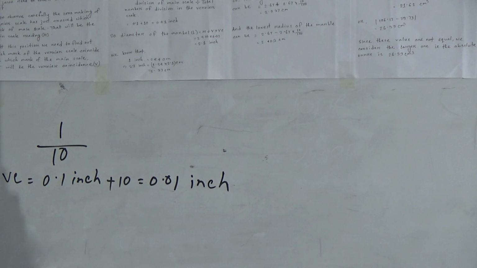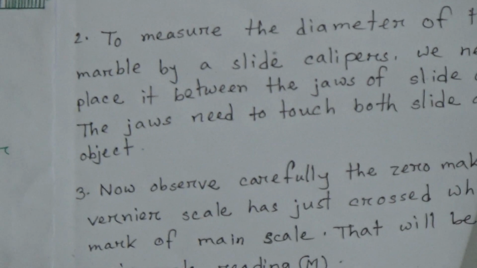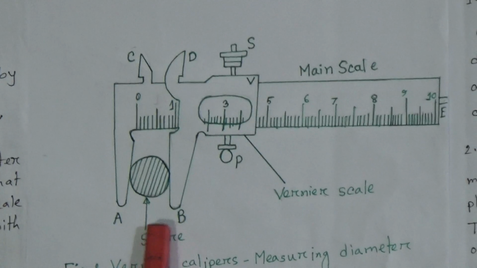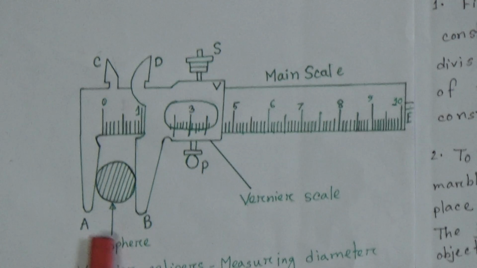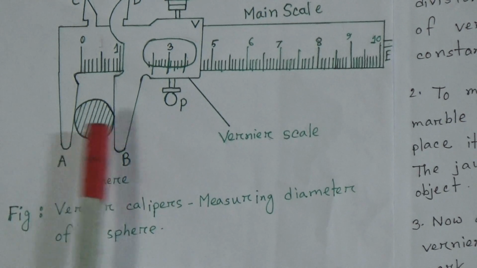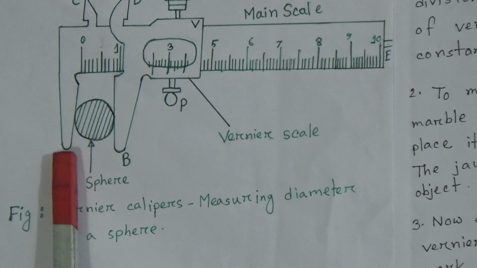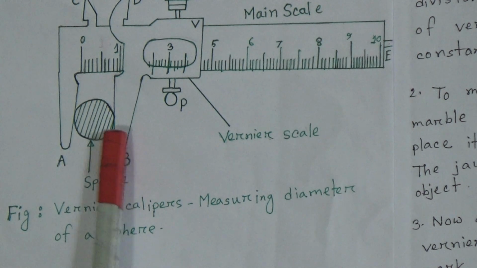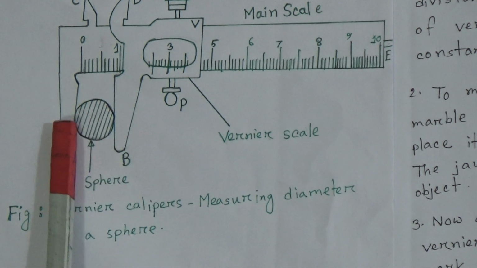Now number 2, to measure the diameter of a marble with slide calipers, we need to place it between the jaws of the slide caliper. Suppose this is the marble, and we have to measure its diameter. We need to place it between these two jaws, and the jaws need to touch both sides of the object.